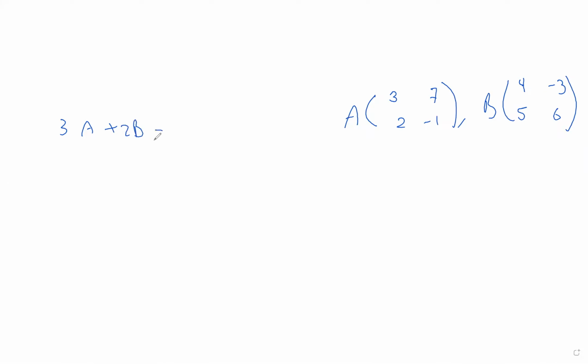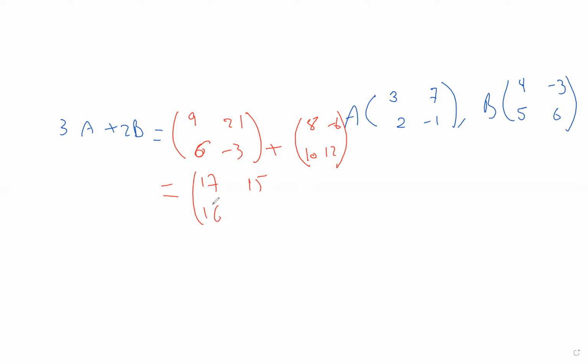3a plus 2b مثلا. ادي 3a شوفها يعني 9 21 6 and negative 3 plus 2b which is 8 negative 6 و10 and 12 and add the two matrices. هنا 9 plus 8 is 17 وبعدين 15 21 plus negative 6 6 plus 10 is 16 and negative 3 plus 12 is 9.